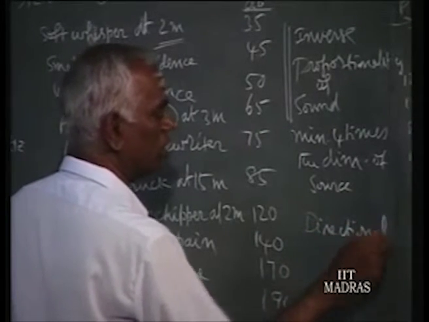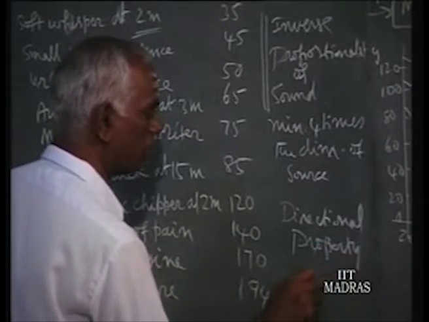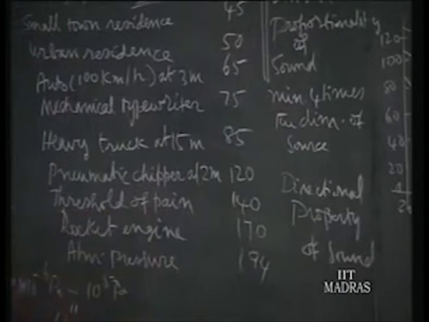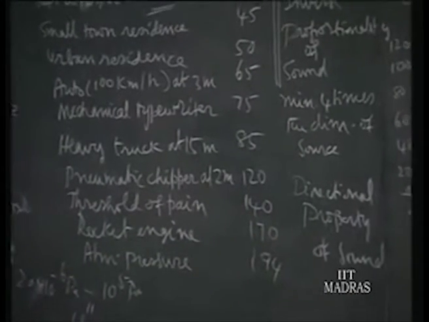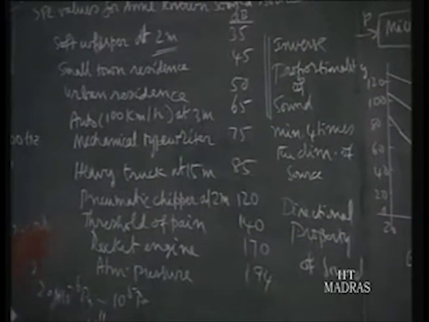This is the directional property of sound. Both of these things, the inverse proportionality of sound and the directional property of sound, will be valid only when we measure the sound in an open space. There should not be any nearby wall.